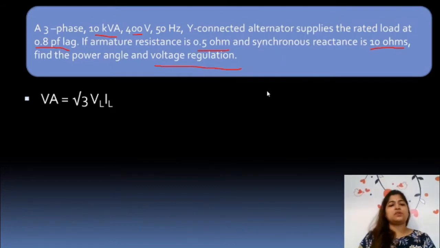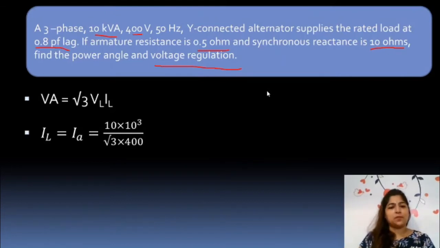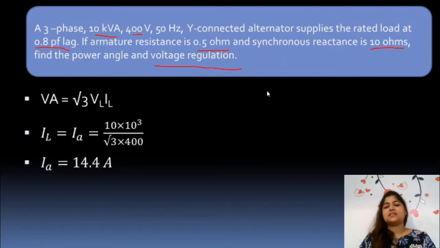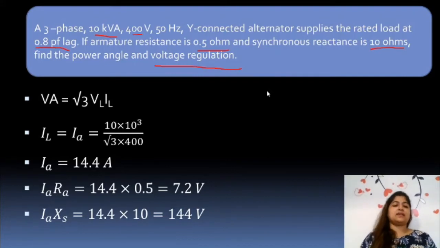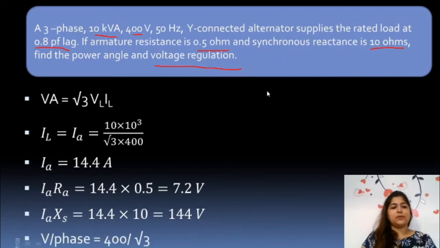So VA is equal to root 3 VL IL. Let's find out the value of IL by substituting all the values. IL or armature current is nothing but 10 into 10 raised to power 3 upon root 3 into 400. Okay, so IA is 14.4 ampere. So IRA is 14.4 into 0.5, which is nothing but armature resistance, and you get the value as 7.2. Similarly, substituting this value for IAXS, you will get the value of IAXS as 144 volts. Phase voltage, right? So phase voltage is 400 by root 3.